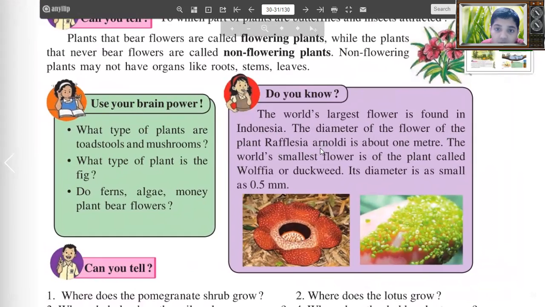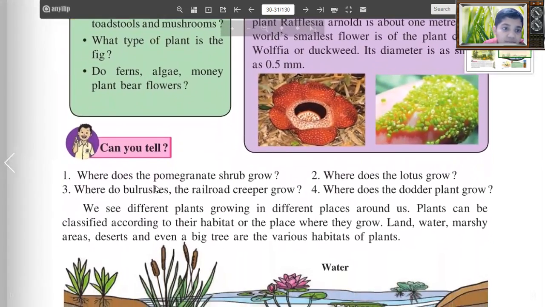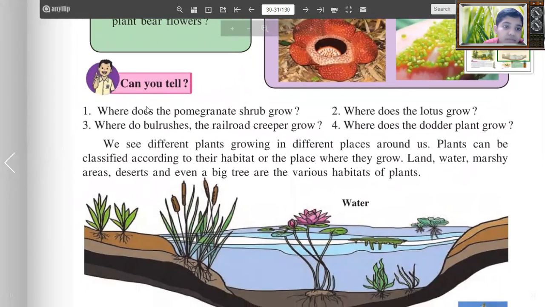Rafflesia arnoldii is about 1 meter. The world's smallest flower is of the plant called Wolffia or duckweed. Its diameter is as small as 0.05 millimeter.